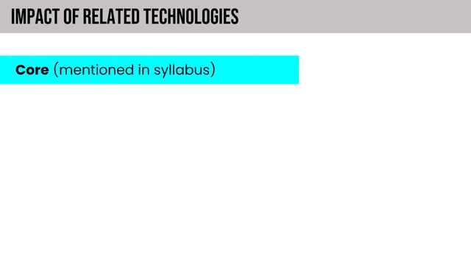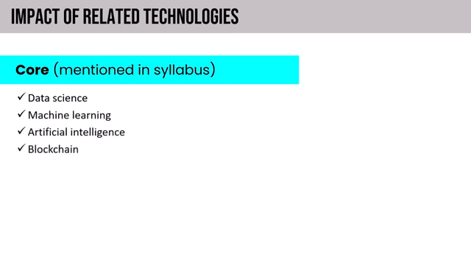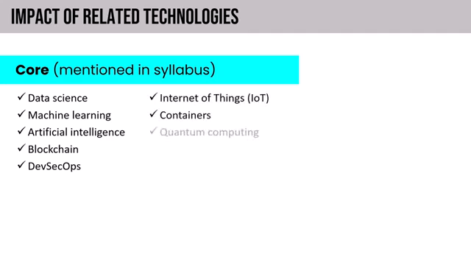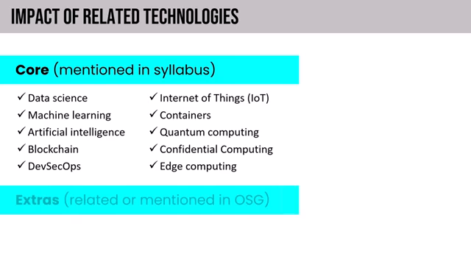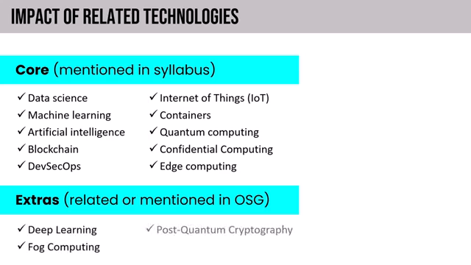So called out explicitly in the syllabus, we see data science, machine learning, artificial intelligence, blockchain, DevSecOps, Internet of Things, containers, quantum computing, confidential computing, and edge computing. Now I'm going to throw a couple of extras related or mentioned in the official study guide just in case, and that's deep learning, fog computing, and post-quantum cryptography. Related topics I think you should be familiar with. But let's start with data science.